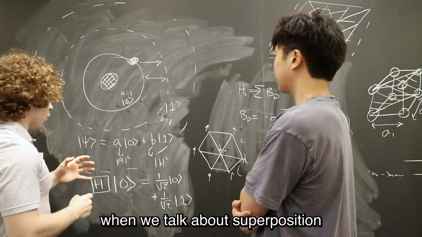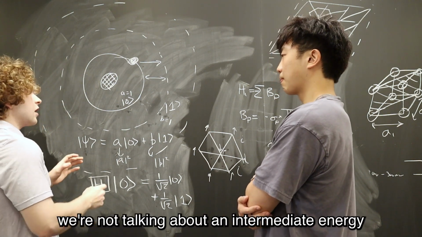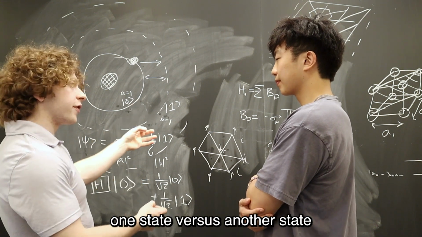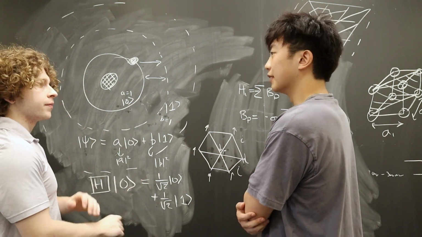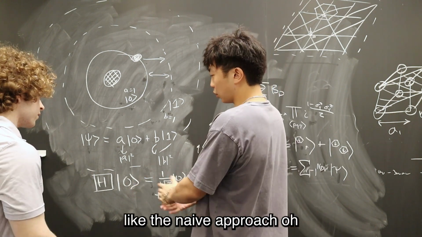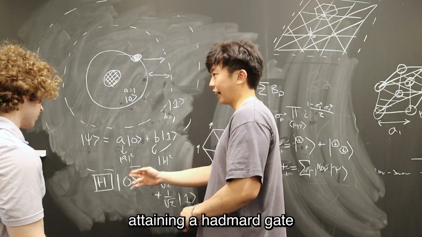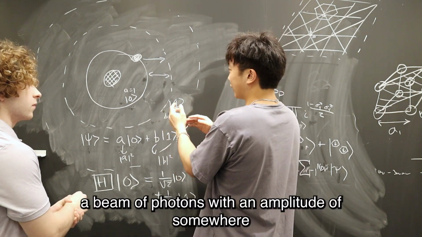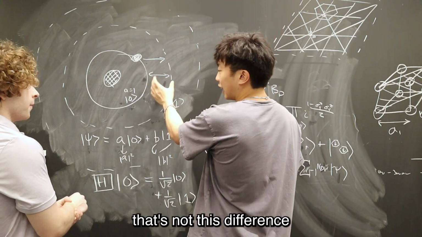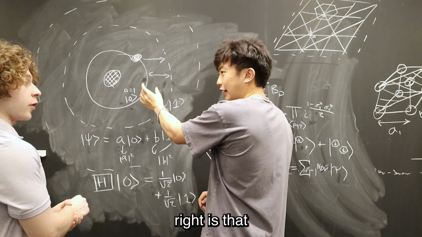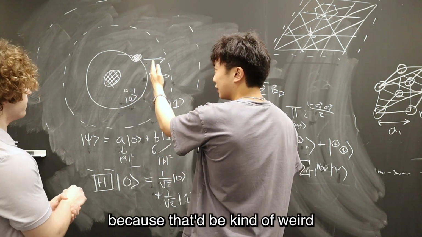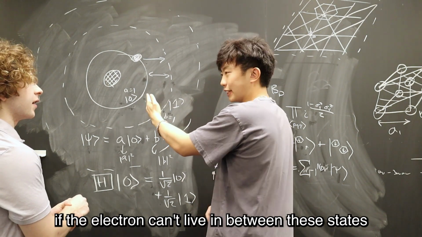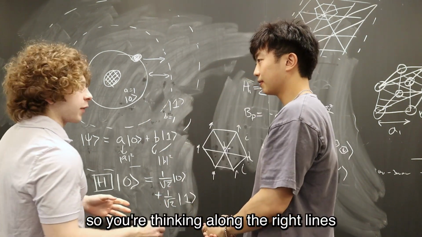And so when we talk about superposition, we're not talking about an intermediate energy. We're talking about the probability of measuring one state versus another state. So I guess now, like the naive approach of attaining a Hadamard gate is to shine a beam of photons with an amplitude of somewhere that's not this difference, maybe like half of it. Right. Is that like correct? Because that'd be kind of weird if the electron can't live in between these states.